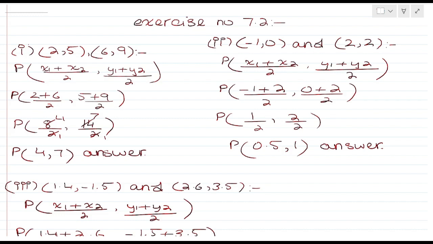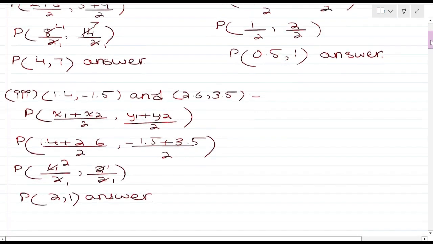In the second part we have (negative 1, 0) and (2, 2). Here again we will use the same formula, so we can write (minus 1 plus 2) divided by 2 and (0 plus 2). So minus 1 and 2 result in 1 by 2, and 0 plus 2 is just 2 by 2. 1 by 2 can be simplified and written as 0.5, while 2 by 2 can be written as 1. Let's look at the third part.